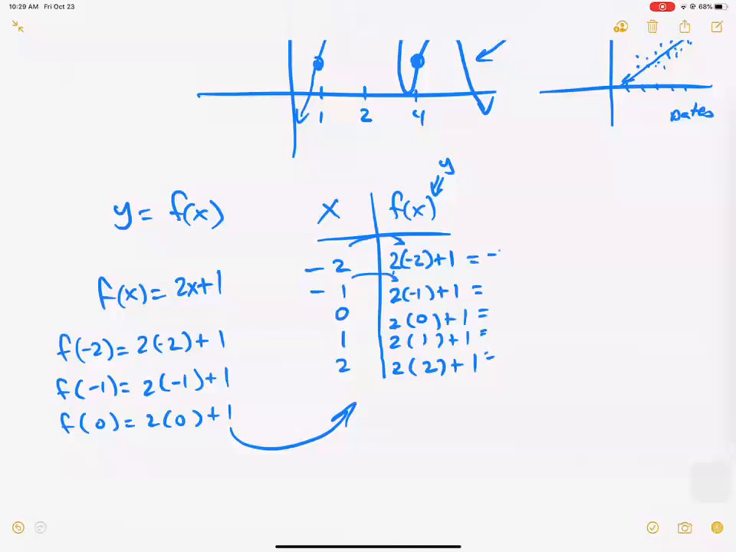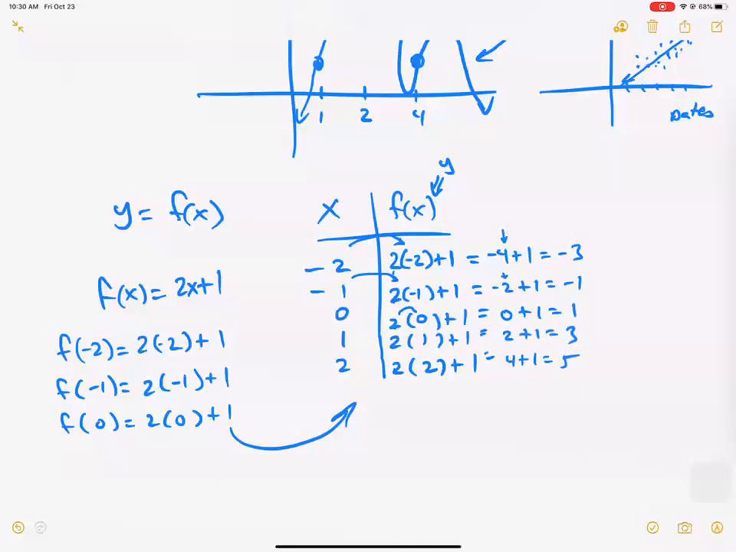-2 times 2 is -4, plus 1 is -3, because I have more negatives. -2 plus 1 is -1, because I have more negatives. 0 plus 1, how did I get 0? Because 2 times 0 is 0. 0 plus 1 is 1. 2 times 1 is 2, plus 1 is 3. And 2 times 2 is 4, plus 1 is 5.